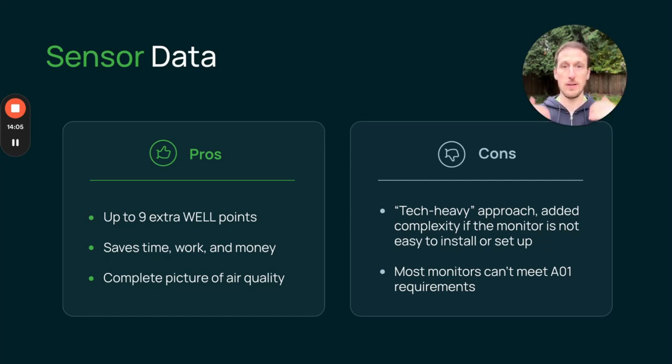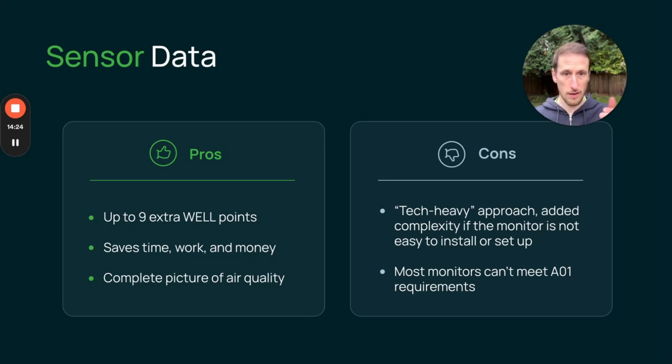If we think about the ultimate goals, which are typically improving occupant health, productivity, comfort, employee satisfaction, these are goals that can be achieved through using sensor data that a spot check simply cannot help with. Of course, all of this is dependent on you choosing the right monitor.